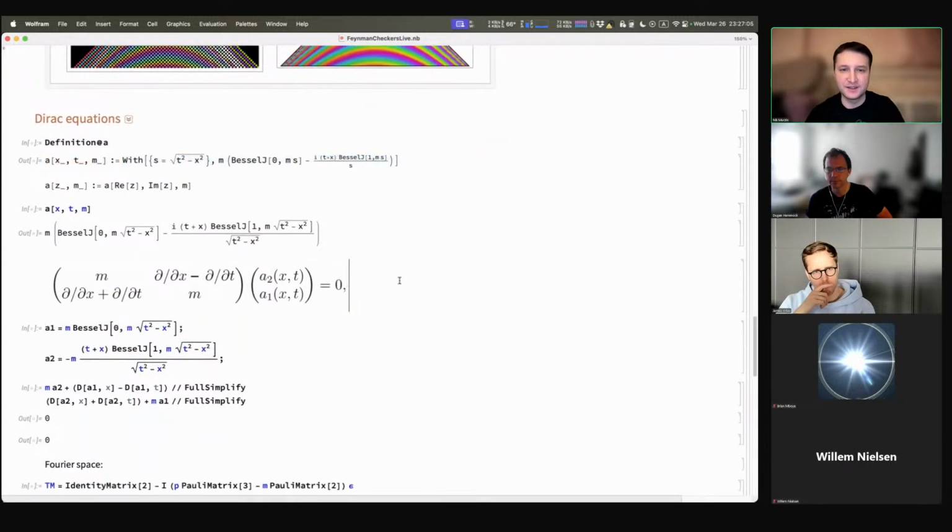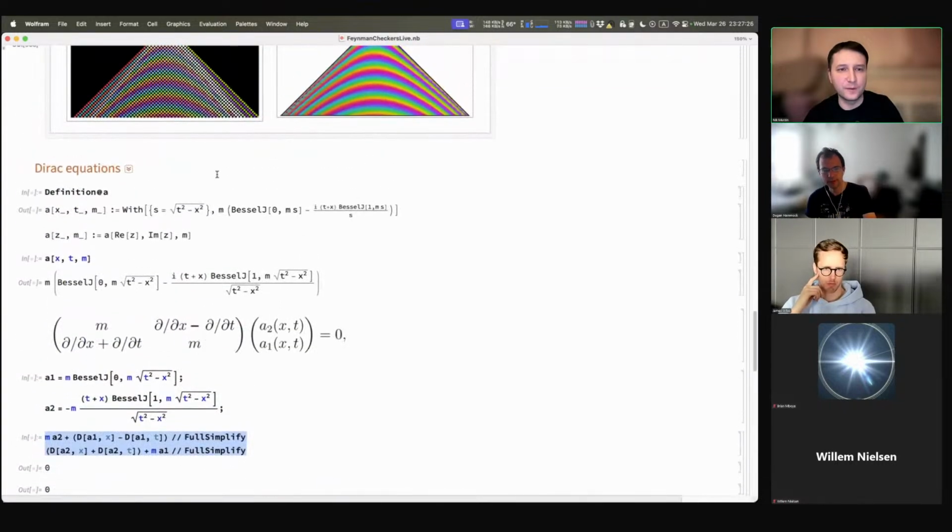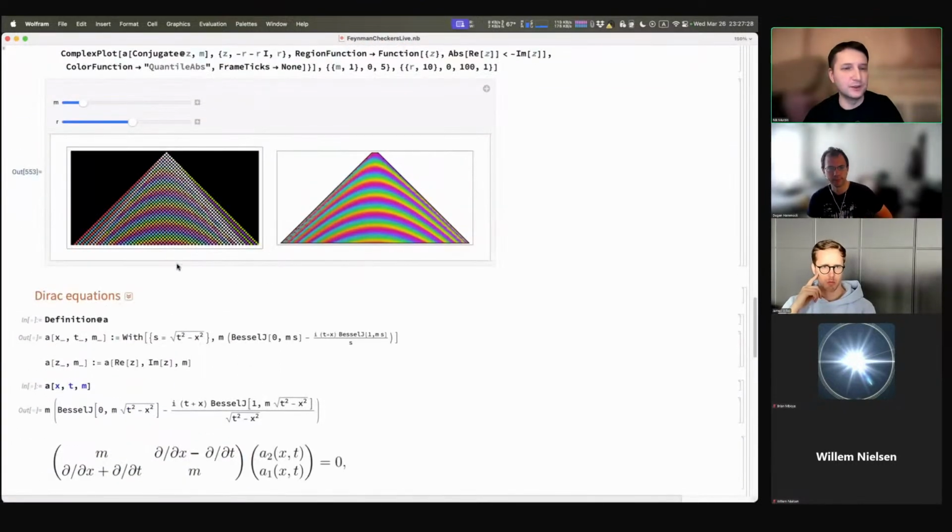So this is the Dirac equation for one-dimensional space. And here I'm just defining them, and you can verify that they match. So that's just a quick check that we actually found the propagator for a Dirac particle, right? Or we had a discrete model for that. But you can also do a similar thing in Fourier space.